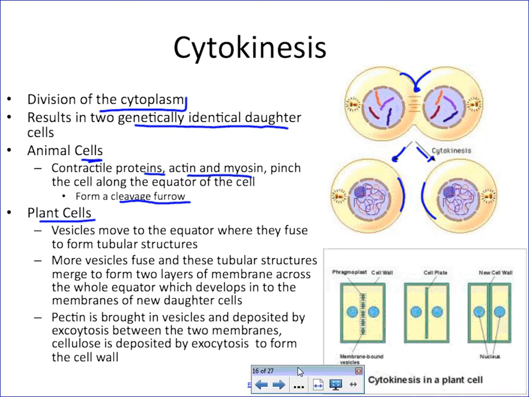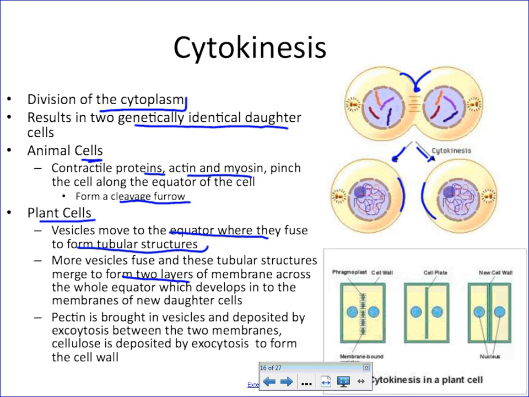So you get vesicles that move to the equator, where they fuse to form these tubular structures. More vesicles fuse, and these tubular structures eventually merge to form two layers of membrane across the whole equator, which then develops into the membranes of the new daughter cells. A molecule called pectin is brought in vesicles and deposited by exocytosis between the two membranes, and cellulose is deposited by exocytosis to ultimately form that cell wall.